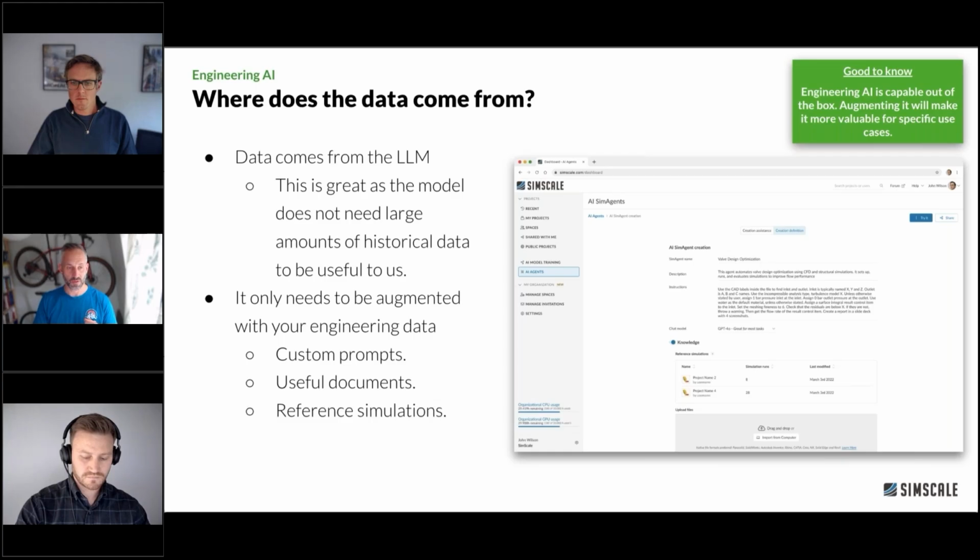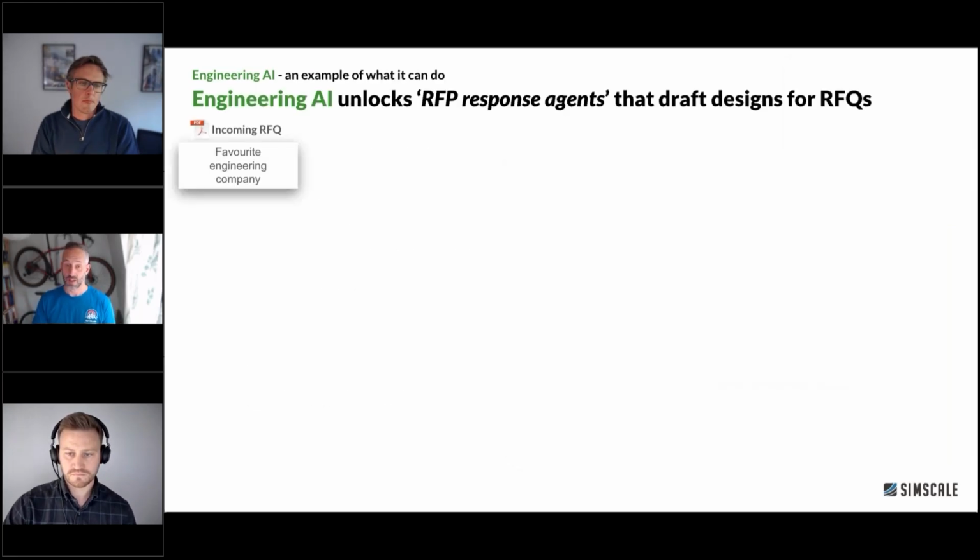So the main takeaway for me is that this is different to physics AI because it doesn't need pre-trained data. It doesn't need you to bring pre-trained data. It is already trained because we're using a large language model from one of the large suppliers that are out there already, but we can augment it to make it really valuable for our specific use cases. An example of this is here.